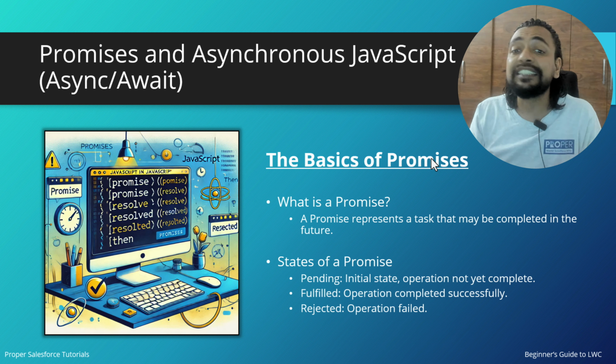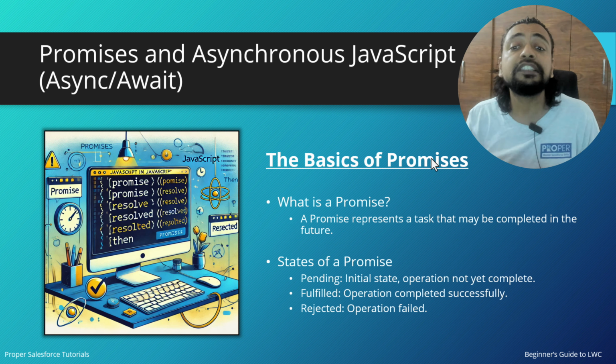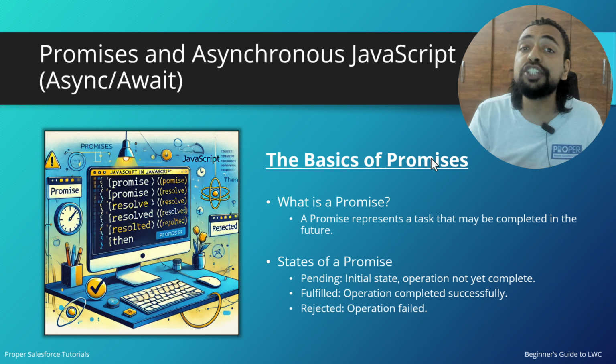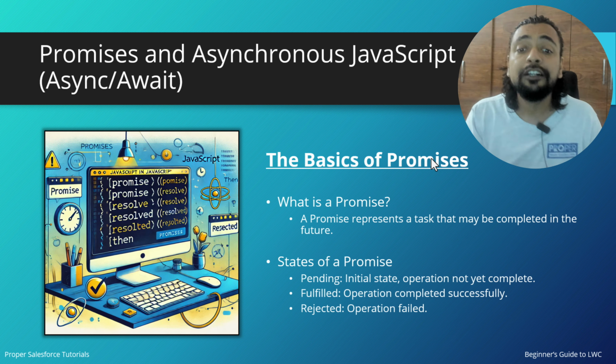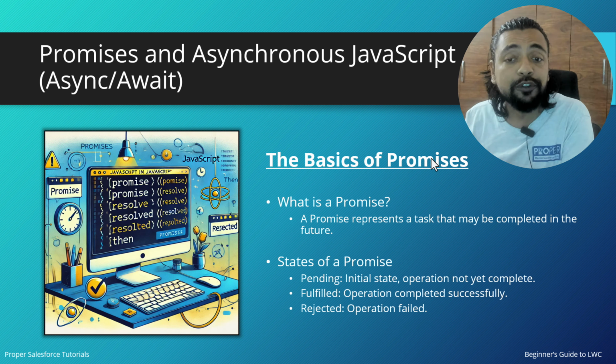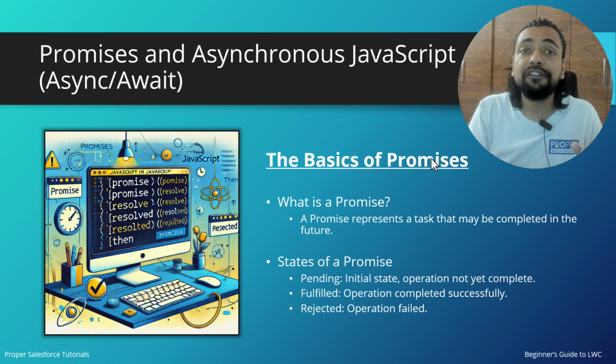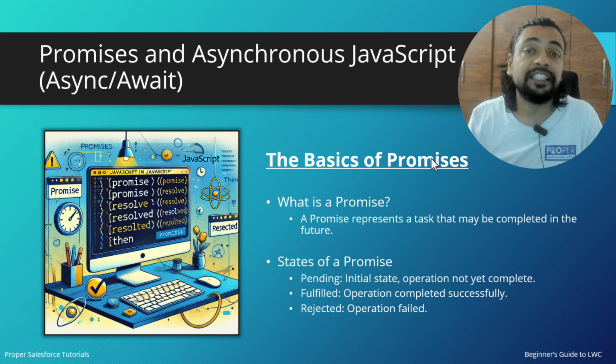Now there are different states of promises. Promises can be in pending state, which is the initial state of a promise where the operation is not yet completed. Fulfilled state is a state where the operation completed successfully, and rejected state is a state where the operation failed. Basically when an asynchronous task is performed using promises, it will be in any of these states.